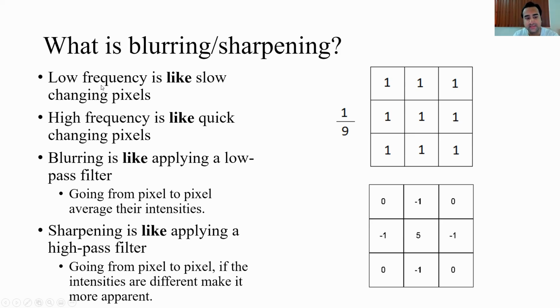So you can think of low frequency values as slow changing pixels. If you're scanning across an image, pixels that aren't changing a lot are like low frequency. But if you suddenly see a couple of pixels where the value is really dark or really light, that's like a high frequency change. And blurring the image is like applying a low pass filter. So it sort of blurs all the image, all the values are sort of the same now. However, sharpening is like doing a high pass filter. Everywhere there's a difference in intensity in your image, this is going to enhance that difference.